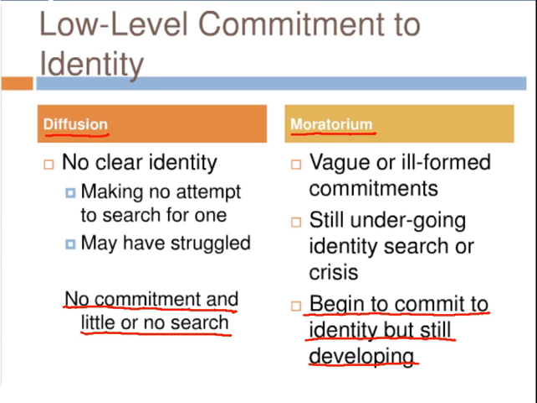Now, the moratorium is when a person is looking, and they're looking at all the different interests they have. They're trying this, trying that, and that's very healthy. They're beginning to commit, but they're still developing. So this is very, very good for a young person to think about all the different possibilities they can do in their life and to investigate them and to look at them.